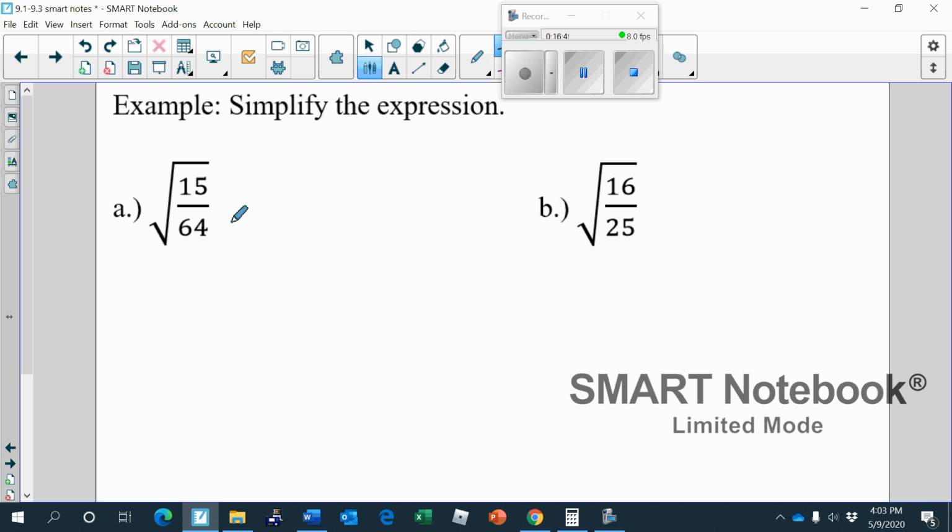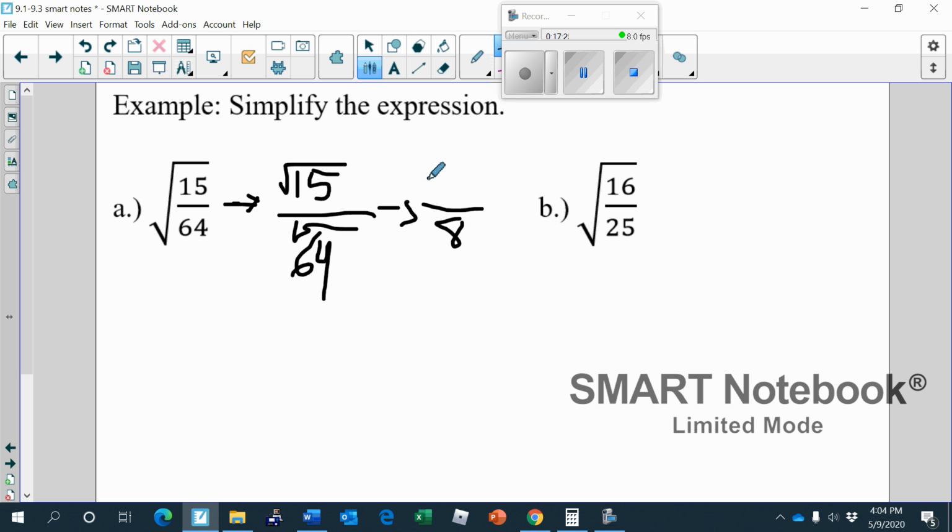Let's take a look at some examples. So again, what I just showed you, same thing here. Because it's division, you can simplify inside first, which I can't here. So what I'm going to do is separate the square root of 15 divided by the square root of 64, right? And the square root of 64, we know it's a perfect square, is 8, right? So we can get rid of that square root on the bottom, put 8. And there is nothing that divides into 15 that's a perfect square. So we're just going to say square root of 15 over plain old 8. Okay, that's our final answer there.